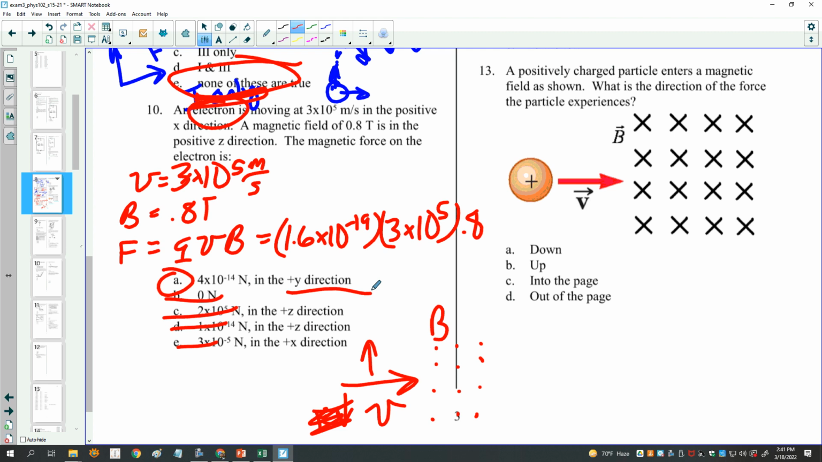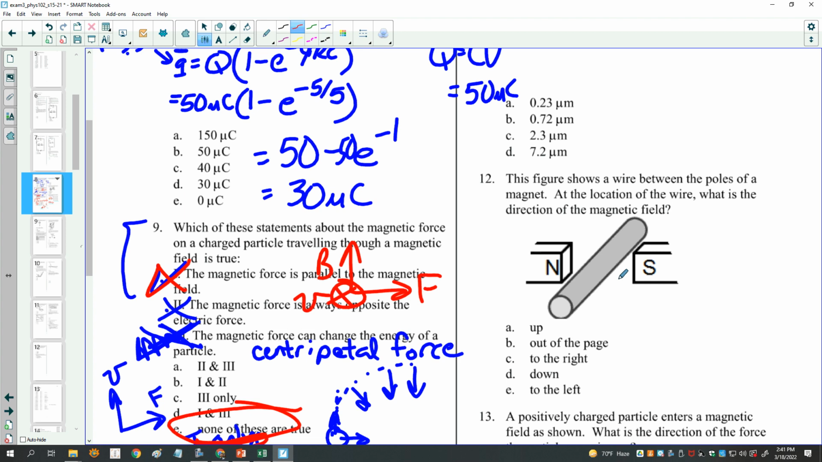While we're doing that, let's do this one, number 13. You will have several right-hand rule problems. So here I have a positively charged particle that enters a magnetic field as shown. What is the direction of the force? So index finger in the direction of V, magnetic field is into the page. That means that the force, which follows my thumb, is going to be up. That's in the positive Y direction.